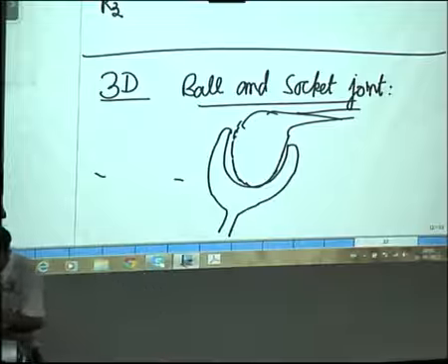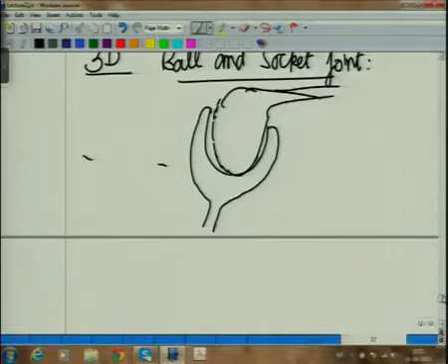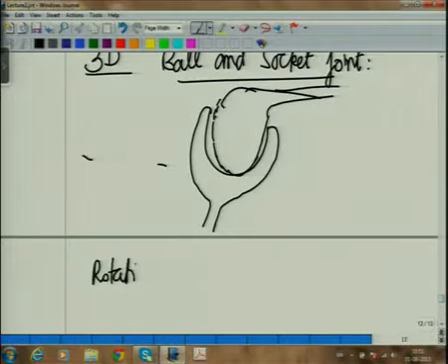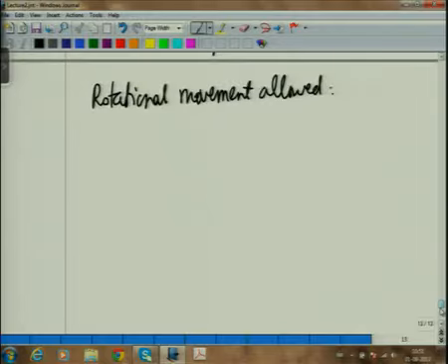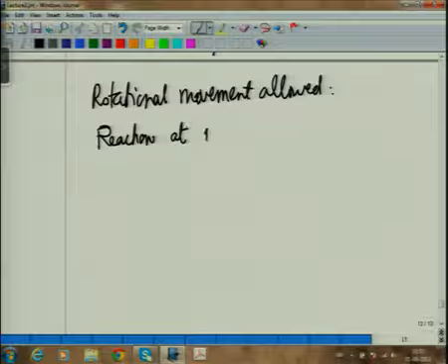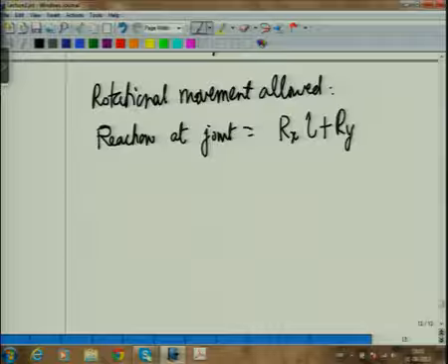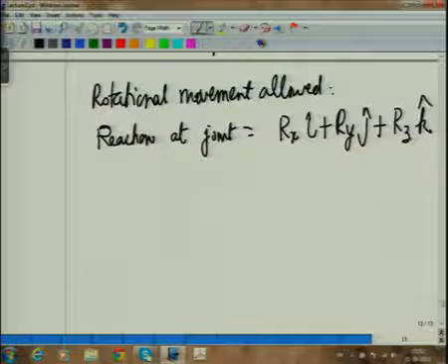So in this case, rotational movement is allowed, and what we have for the reaction at the joint is equal to Rx i plus Ry j plus Rz k. Okay.